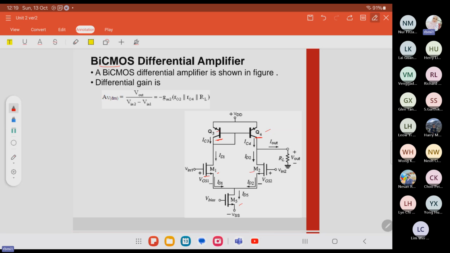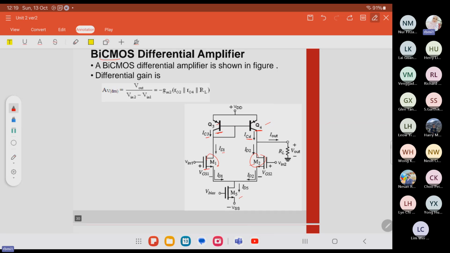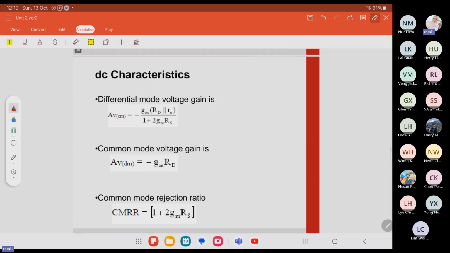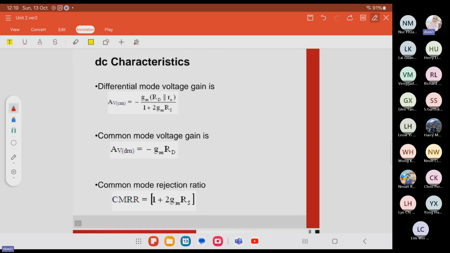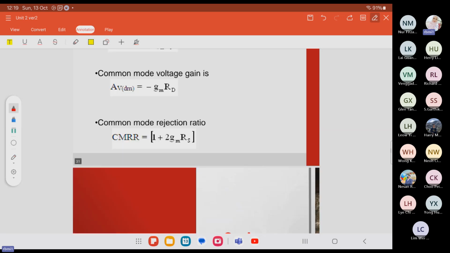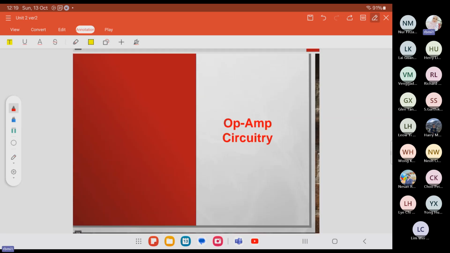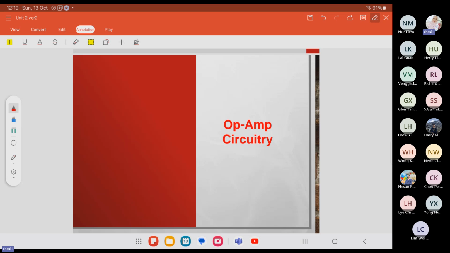Here are the current and resistors for each of the nodes. Okay, for BJT, we have IC, and ID for the MOSFET, reflected with the node of the terminal for each of the transistors. Also we can get the DC characteristics. All right, so next we go for the op-amp circuitry.